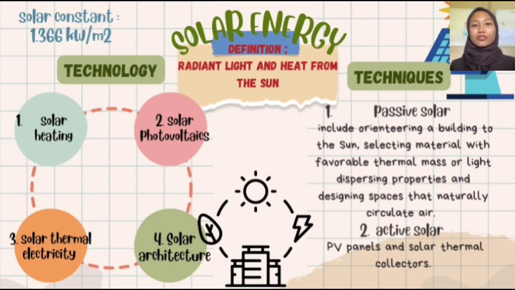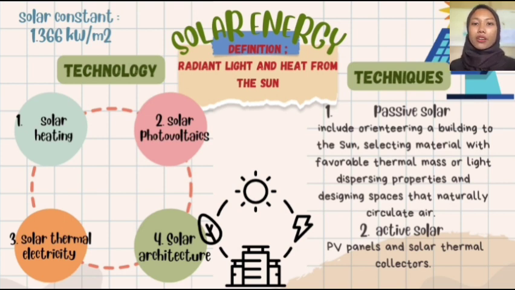Solar energy comes from radiant light and heat from the sun. With a solar constant of 1.366 kilowatt per square meter, the famous technologies that have been used are solar heating, solar photovoltaics, solar thermal electricity, and solar architecture.